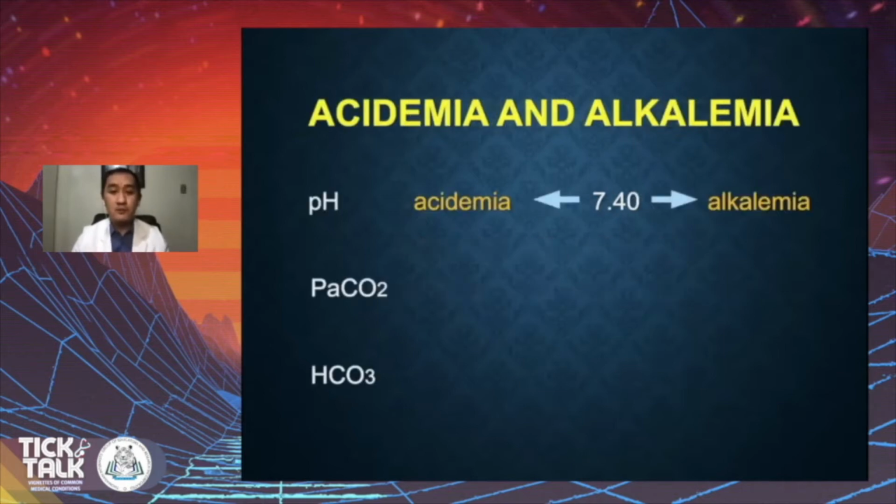Strictly speaking, the normal pH is 7.4. Below 7.4 is the state of low blood pH, or acidemia, and above 7.4 is the state of high blood pH, which is called alkalemia. When we talk about acidemia, the arterial CO2 is elevated and the bicarbonate is decreased or low. And when we are talking about alkalemia, the level of CO2 is decreased and the level of bicarbonate is increased.